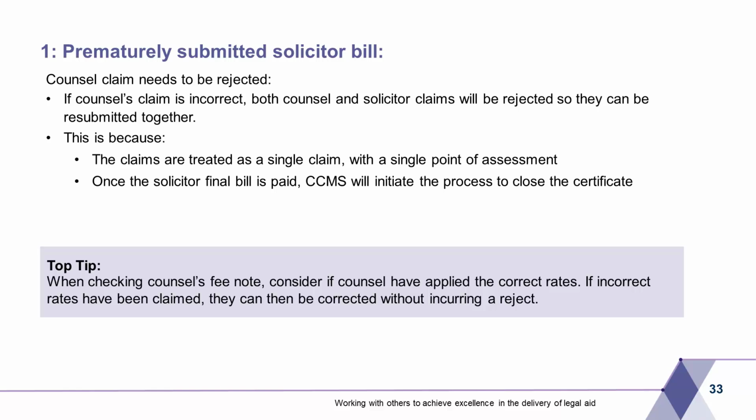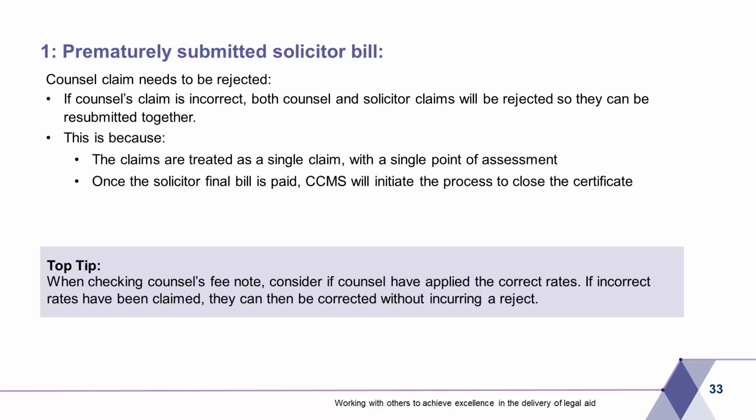As well as council's claim not being submitted or the documents being omitted, we do also find that rejections happen in this scenario where council's claim is submitted. We have the documents, but actually there's an issue with council's claim. Perhaps the rates are incorrect or the enhancement hasn't been justified. Again, as with the other scenarios, where that happens, council's claim will be rejected, but the solicitor claim will be rejected also for the same reasons that I mentioned. The claims are submitted as a single claim under the certificate with a single point of assessment.